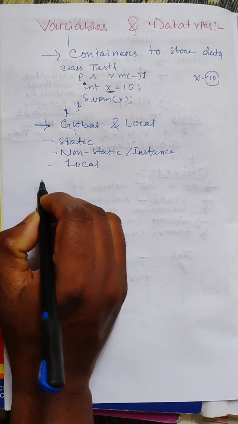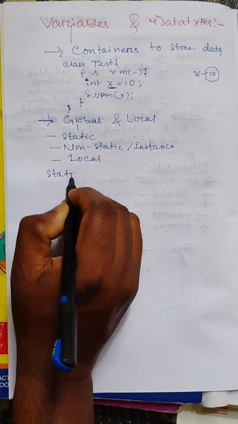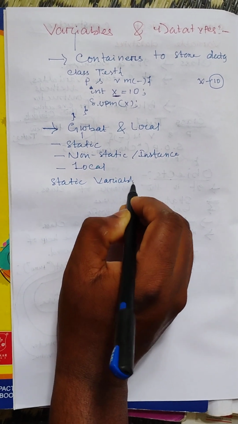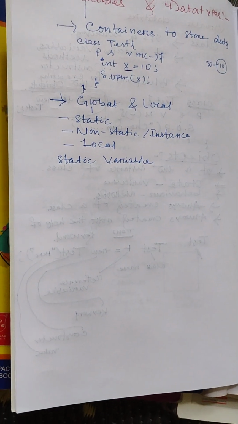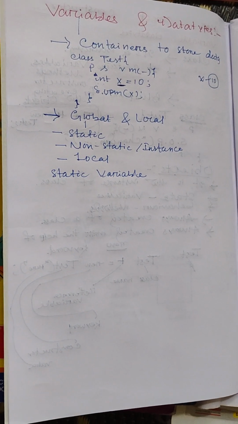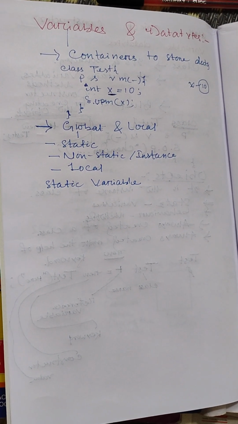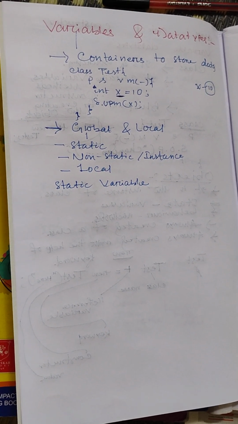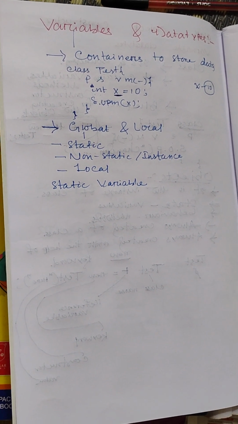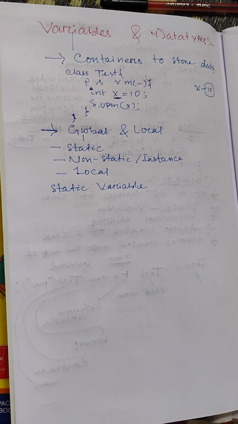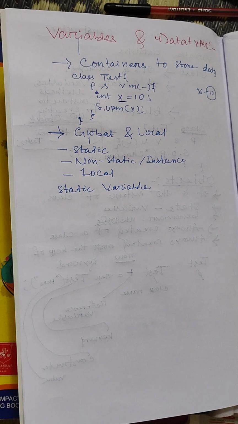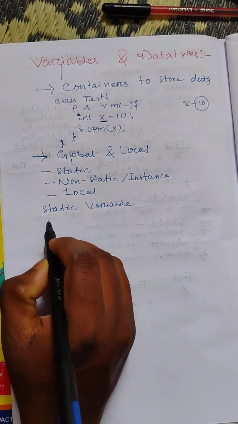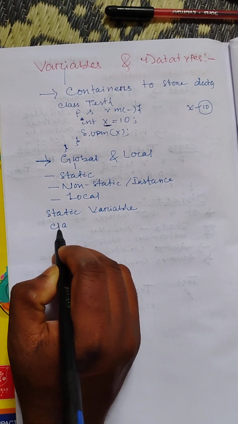So what is a static variable first? Static variable means it does not vary from object to object. It is shared by all the objects. If the value of a variable does not vary from object to object, it is known as a static variable. How do we declare a static variable? With the static keyword.